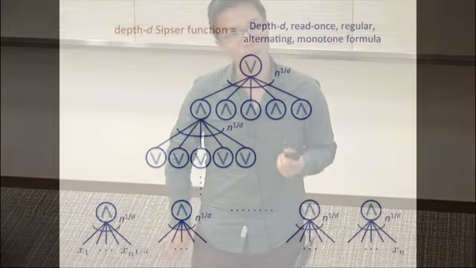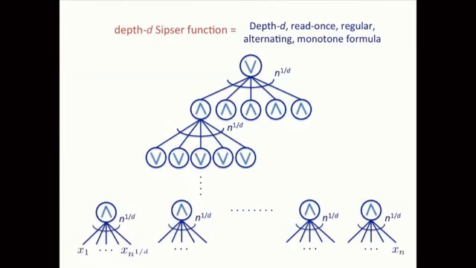Okay, so what's the depth D Sipser function? The formal definition is the depth D read once regular alternating monotone formula, but really the picture says it all. You have alternating layers of AND and OR, depth D. The fan-in is regular, it's n to the 1 over d. It's read once, in that the bottom layer AND gates or OR gates touch distinct sets of variables. And it's monotone, there are no NOT gates.